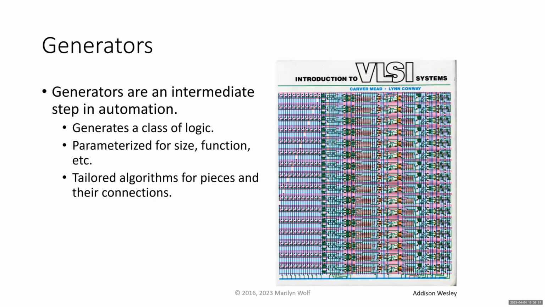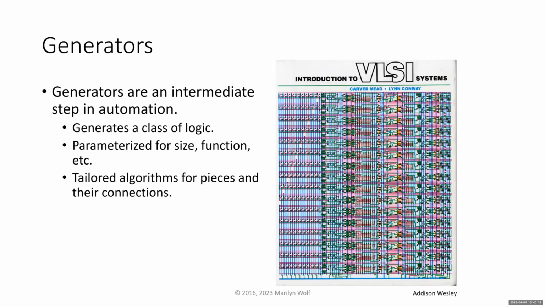Okay, this is the cover of Mead and Lynn Conway's book, and it shows you a data path that was created by a generator. That is a program where you could give it some parameters of what you wanted, and it would create the layout that embodies that. Okay, so this was not a one-off design. They could generate different types of layouts by giving different parameters to their generator program, and you could parameterize all sorts of things. The number of bits you could parameterize, in this case, I think the different functions that the ALU did, and so forth.